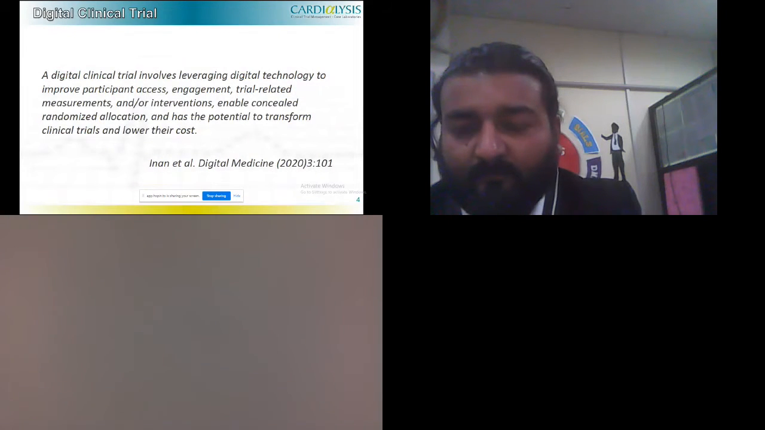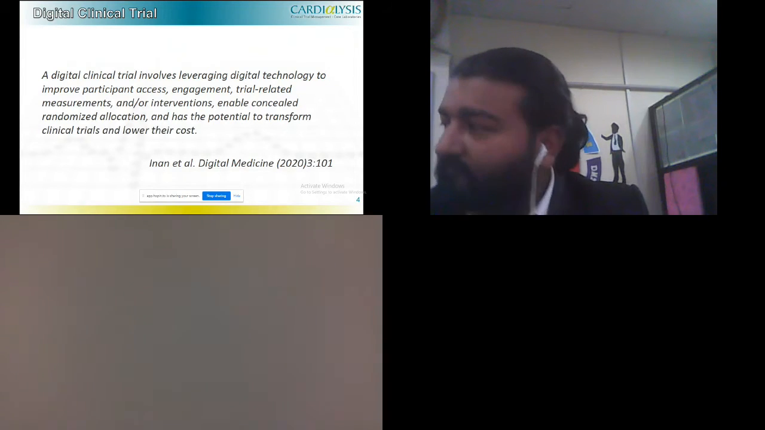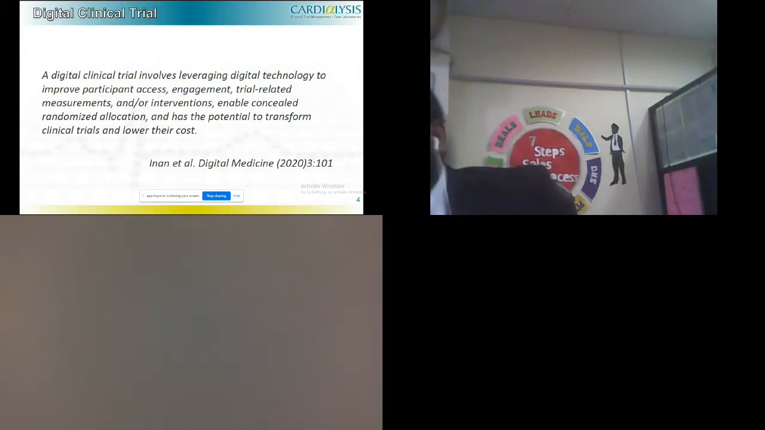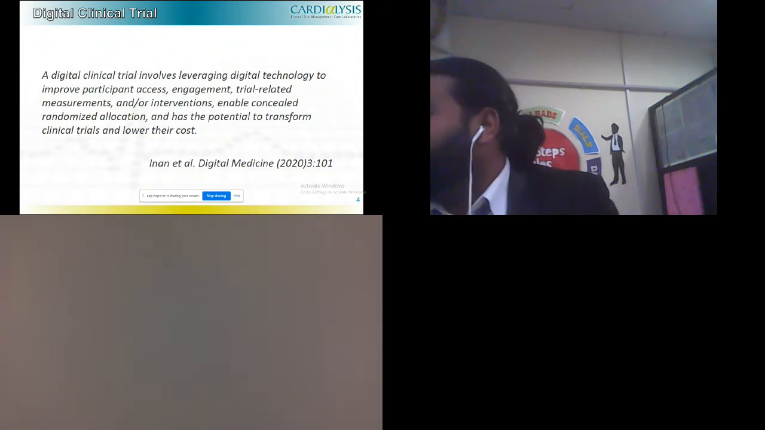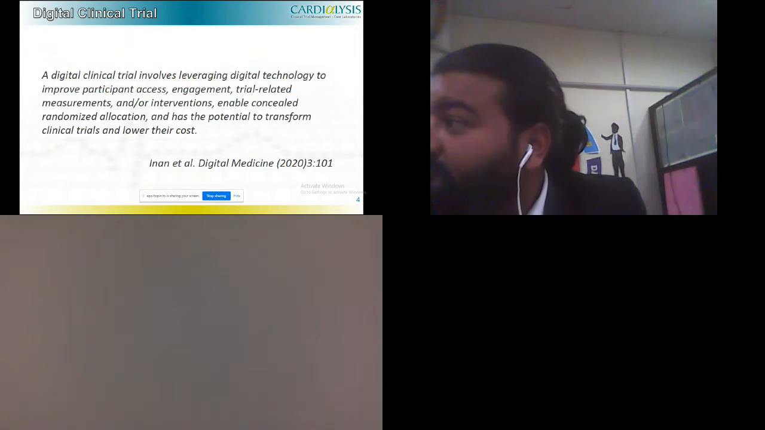So how can we define a digital clinical trial? A digital clinical trial involves leveraging digital technology to improve participant access, engagement, trial-related measurements, and/or interventions, enabled concealed randomized allocation, and has the potential to transform clinical trials and lower their cost. So how would that impact a traditional clinical trial?